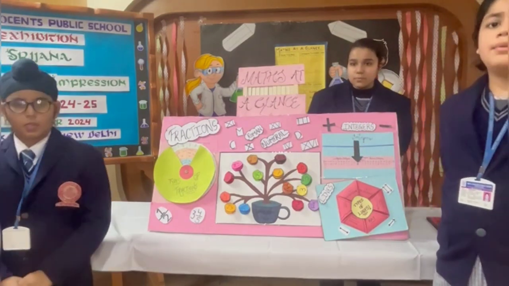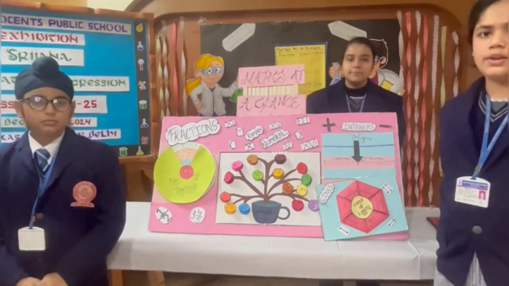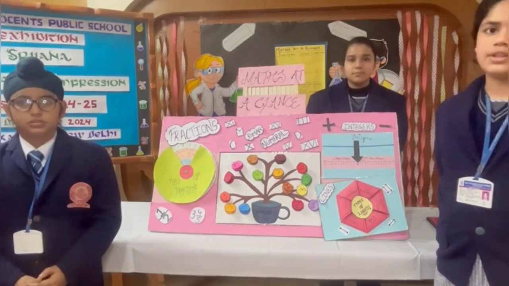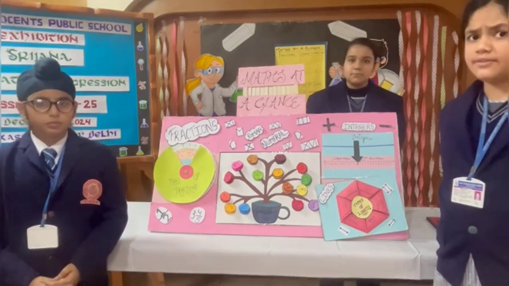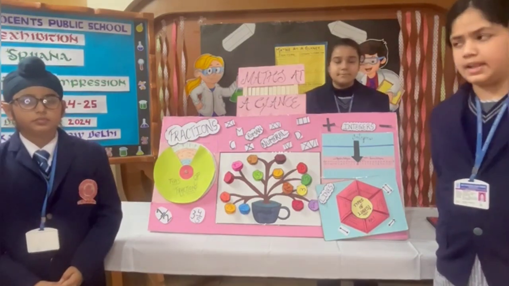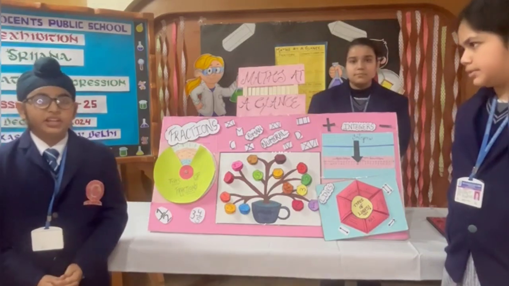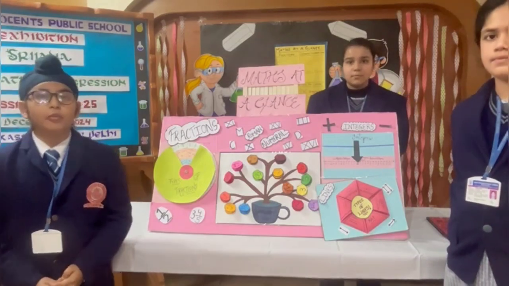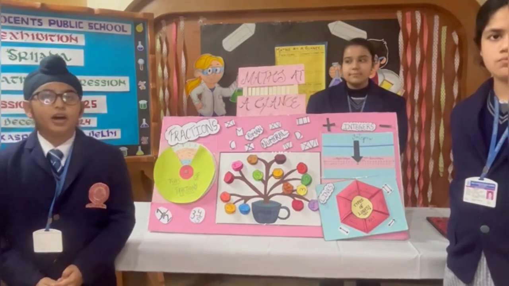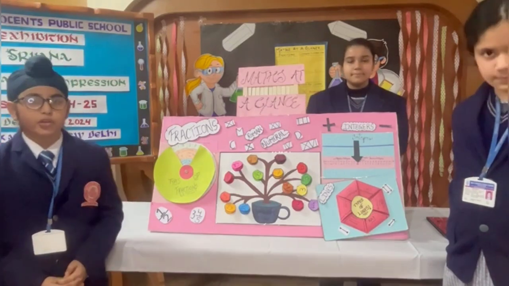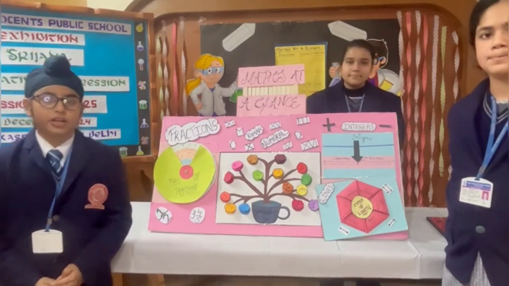Integers are plotted on the number line in which the positive numbers are on the right side, negative numbers are on the left side and the 0 is in the middle. Fraction. It is a part of a whole. It can be written in the form of numerator and denominator. For example, 5 by 7. 5 is the numerator and 7 is the denominator.